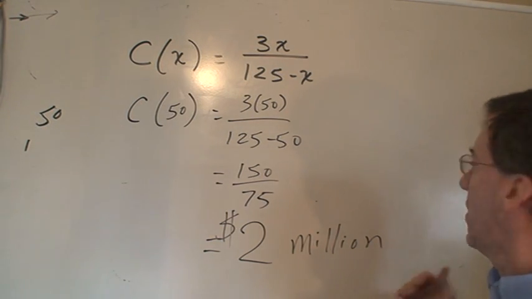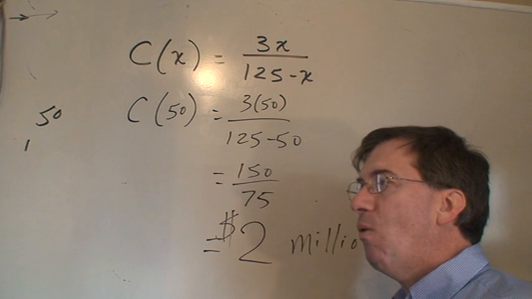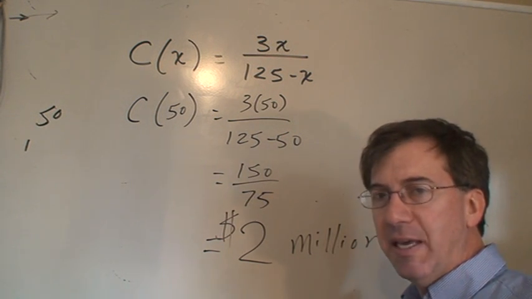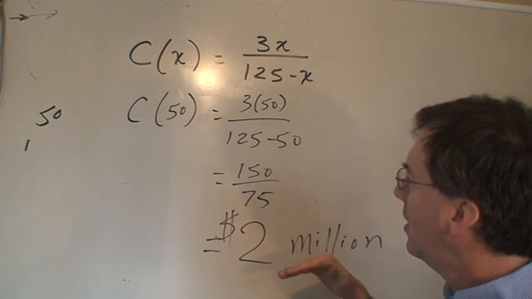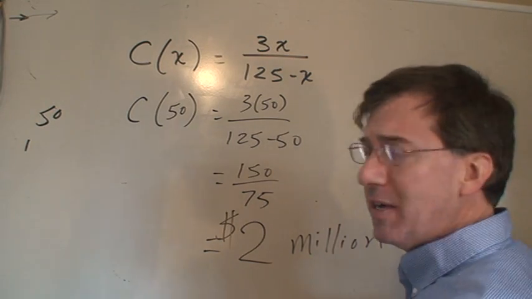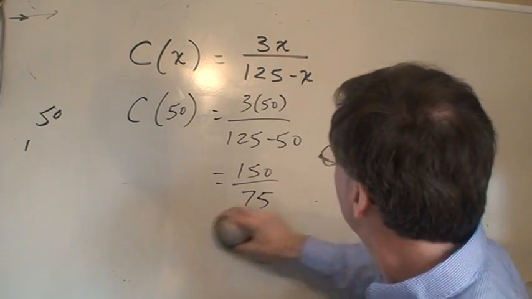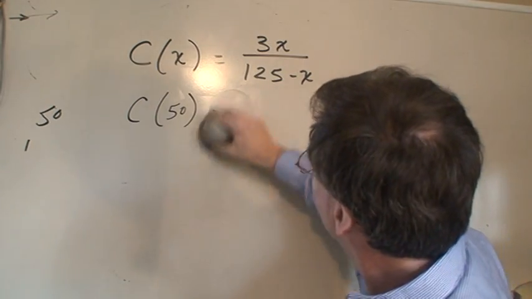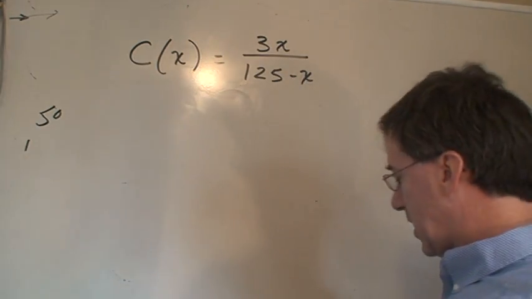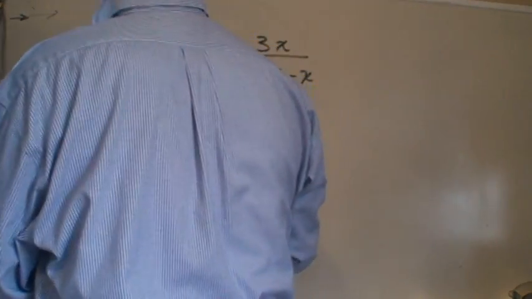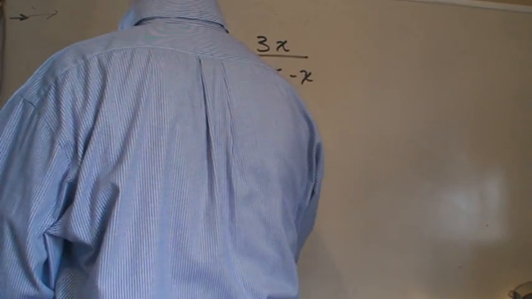Now, let's take a different approach. Let's see if we can figure out what percent complete we would be if the cost were $1 million. Okay, let's see. All right, so in other words, what I'm saying is if this is $1 million, if I have a 1 here, C of x equals 1, and I'm solving for x.